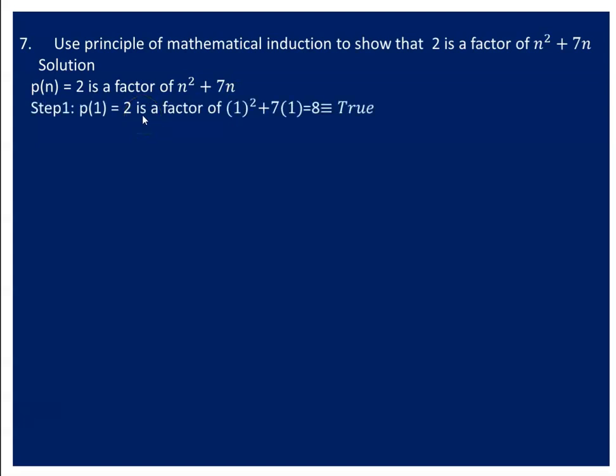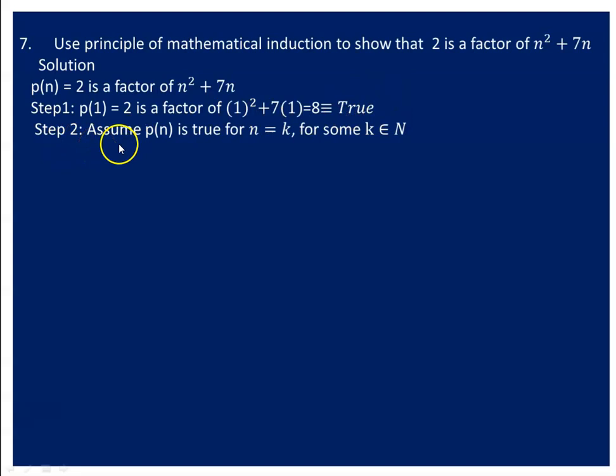The first step is to assure the truthiness of this for the first natural number. So p of n made this, so we directly substitute 1 in place of n, and it turns out to be 2 is a factor of 1 squared plus 7 times 1. This is 8, so this is true. As I tried to explain earlier, if this is true, you need to proceed to the next step. What if this is false? If this is false, you must not go to the next steps. Rather stop here and say that this is a false saying. But for the time being, we got this to be true, so let's come to step 2.